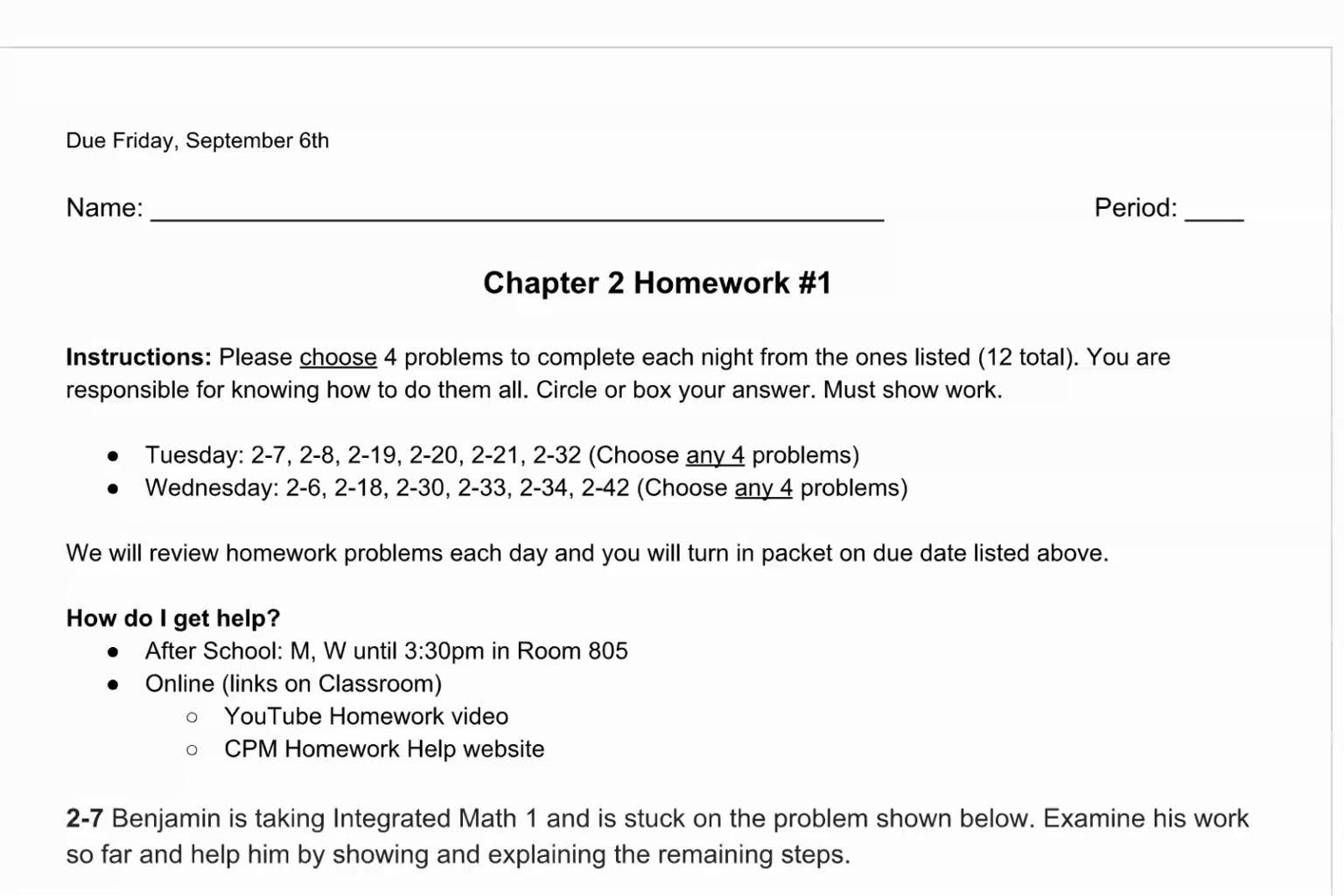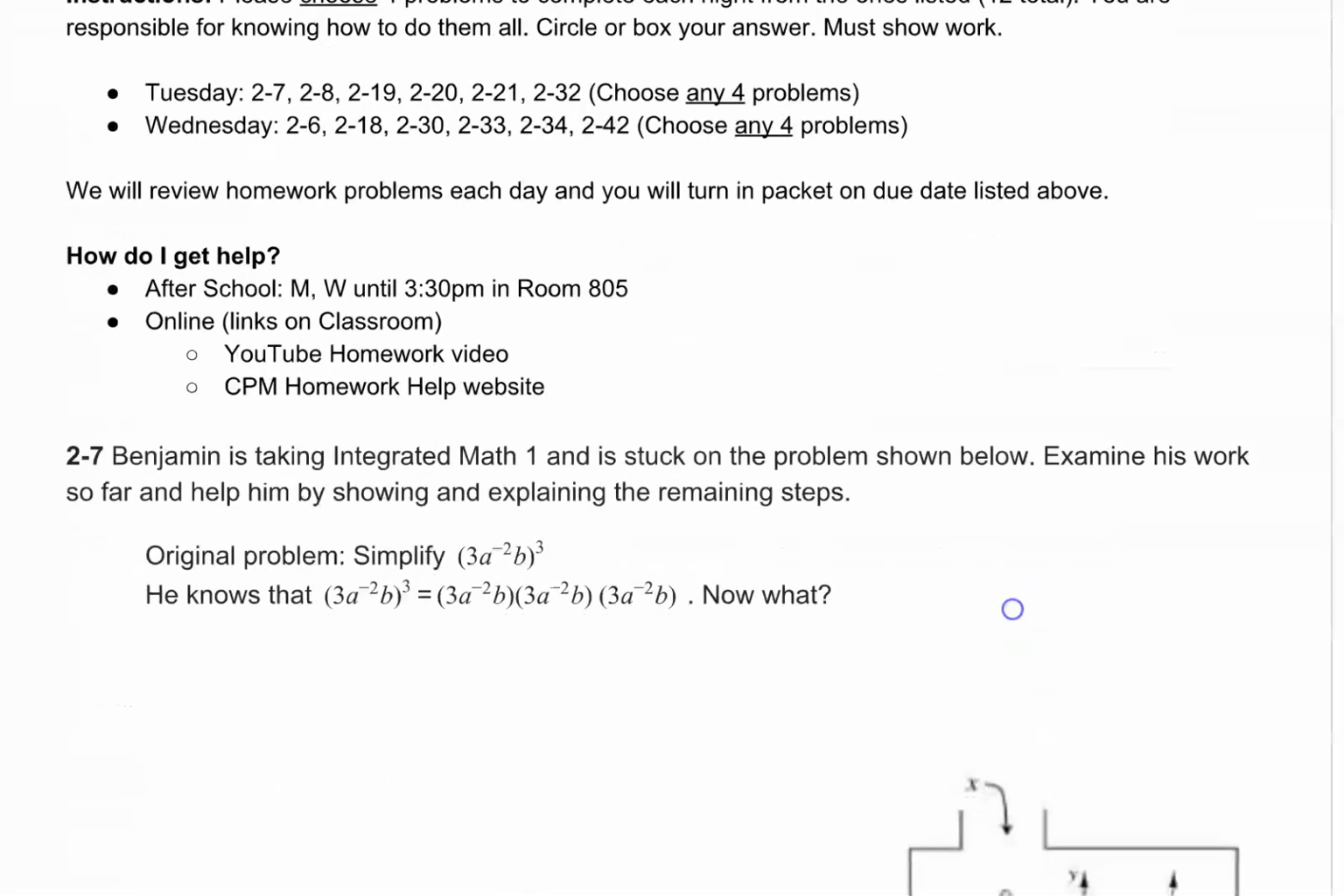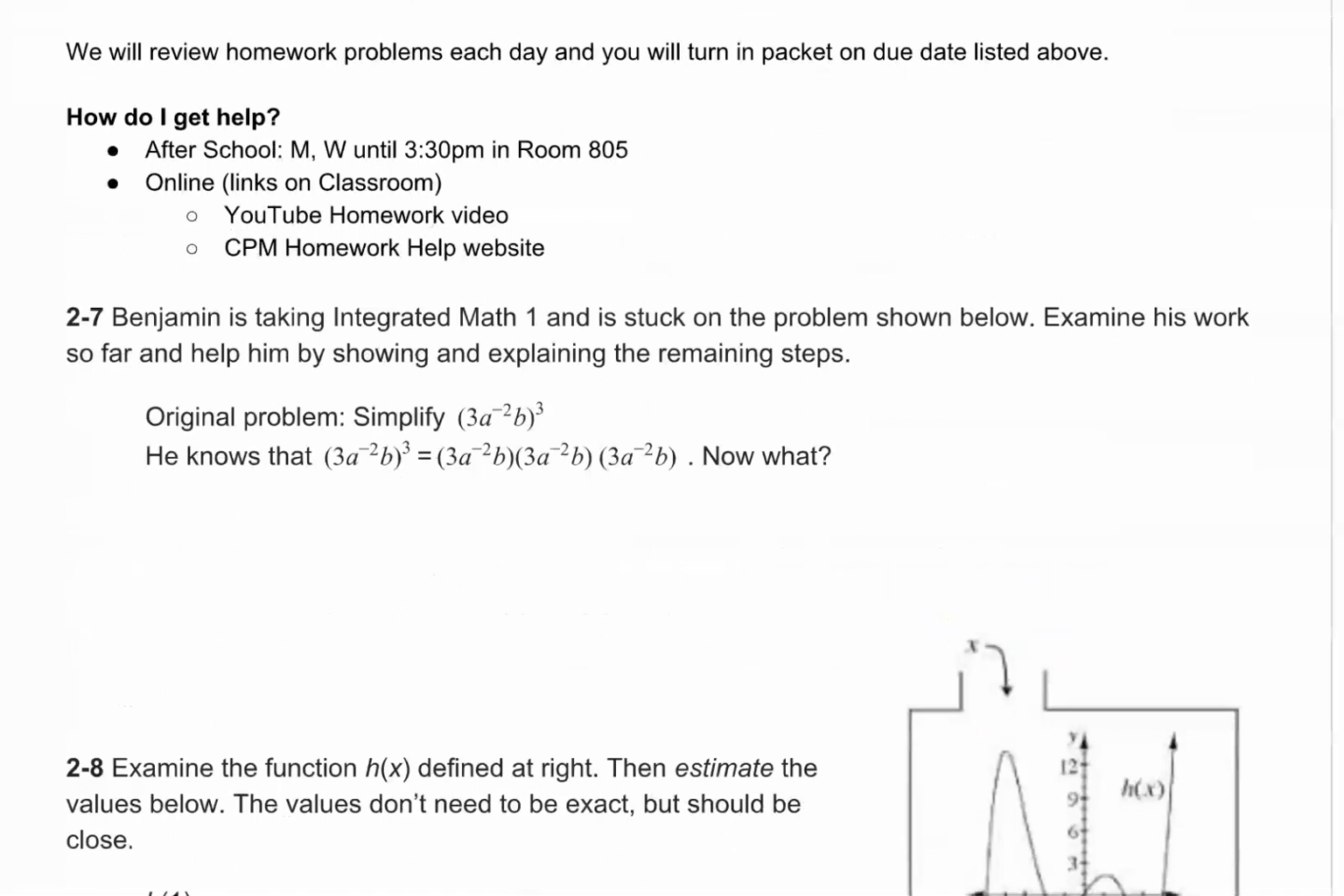Alright, this is chapter 2, homework assignment number 1. Start with 2-7. In 2-7, Ben is taking math class and he's stuck on this problem. So here's the problem. And then you're supposed to examine what he's done so far and then show him how to do the answer. So here's what he did first.